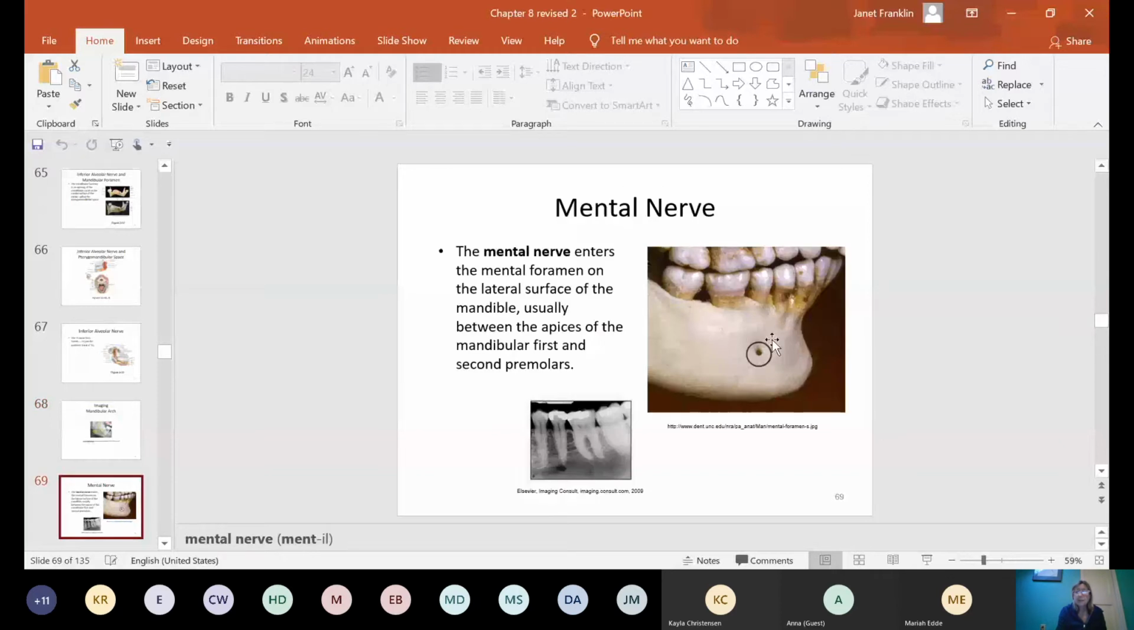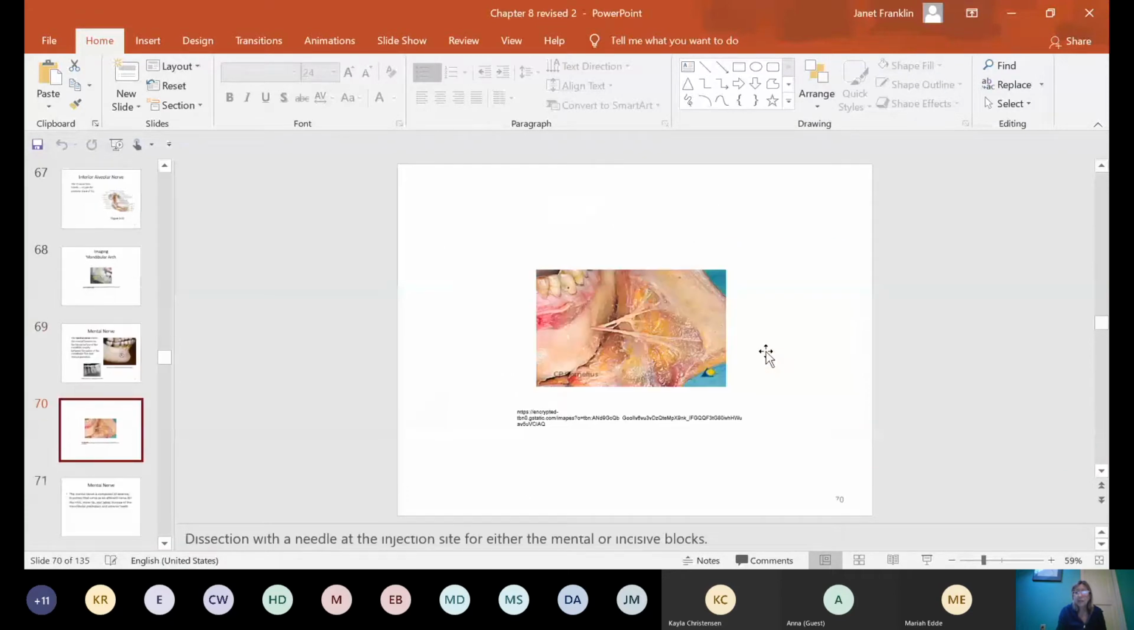Here's the mental foramen. It's where the mental nerve enters. There's a picture of it, an actual dissection picture. That's a pretty good picture. I like that one.